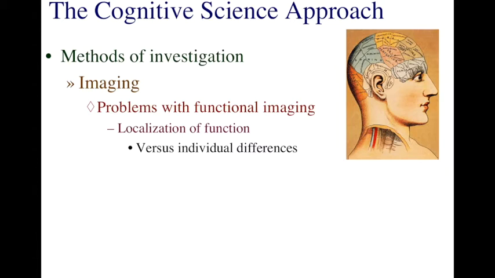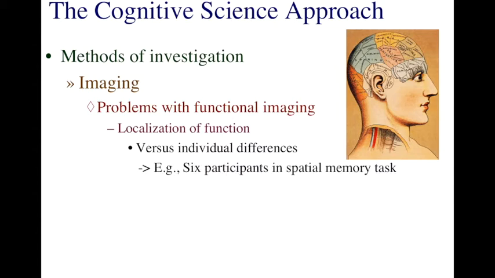Another problem we have is individual differences in brain organization. And this is really a key problem with the whole notion of localization of function. So for example, we talked about Broca's area. Broca's area is found just above the temporal lobe towards the front of the brain. And we know that it's responsible for producing speech. But not everyone's Broca's area is in the exact same place. It can vary from person to person.